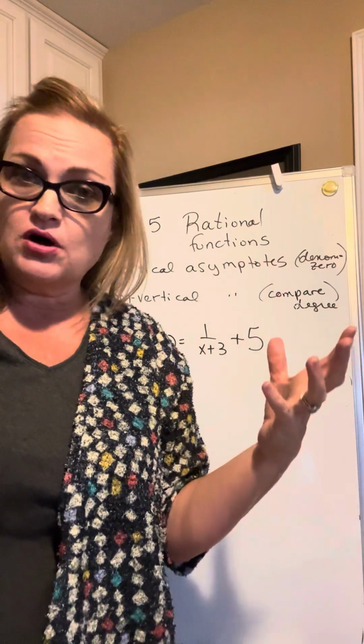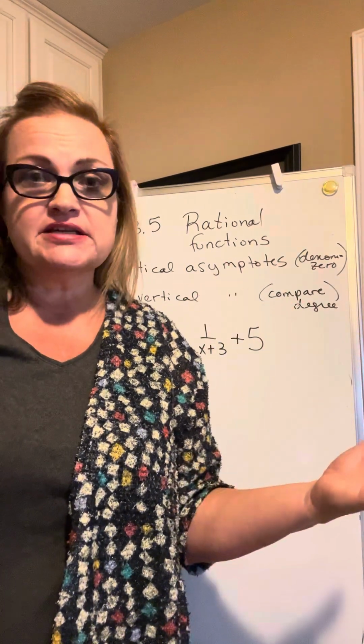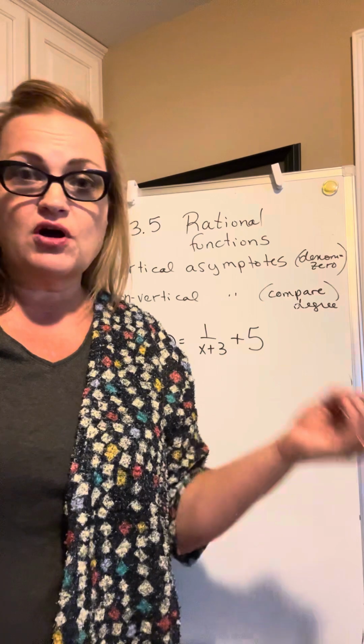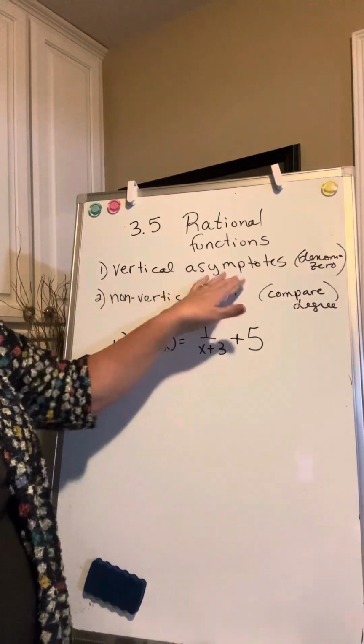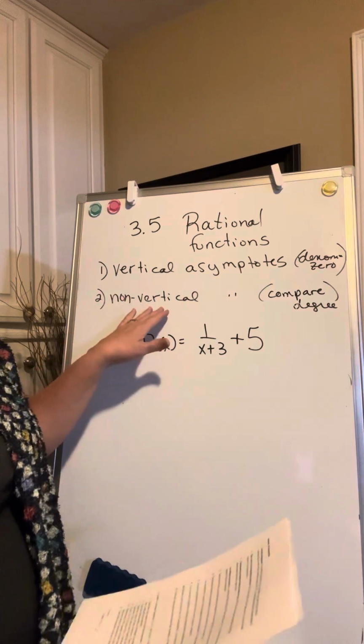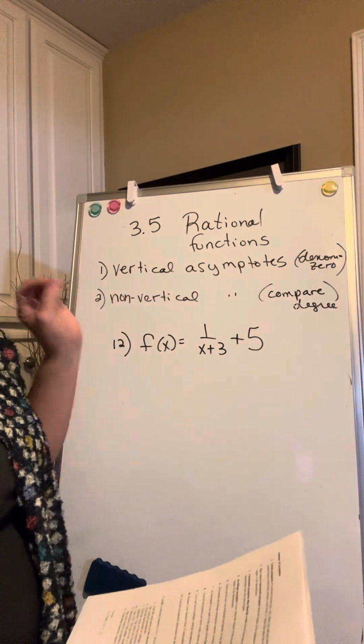It's just what makes it undefined. And these are brick walls. These are where the graph cannot be, can never cross, can never touch those values. So where the denominator equals 0 makes vertical breaks. The non-vertical breaks are found by comparing the degree.